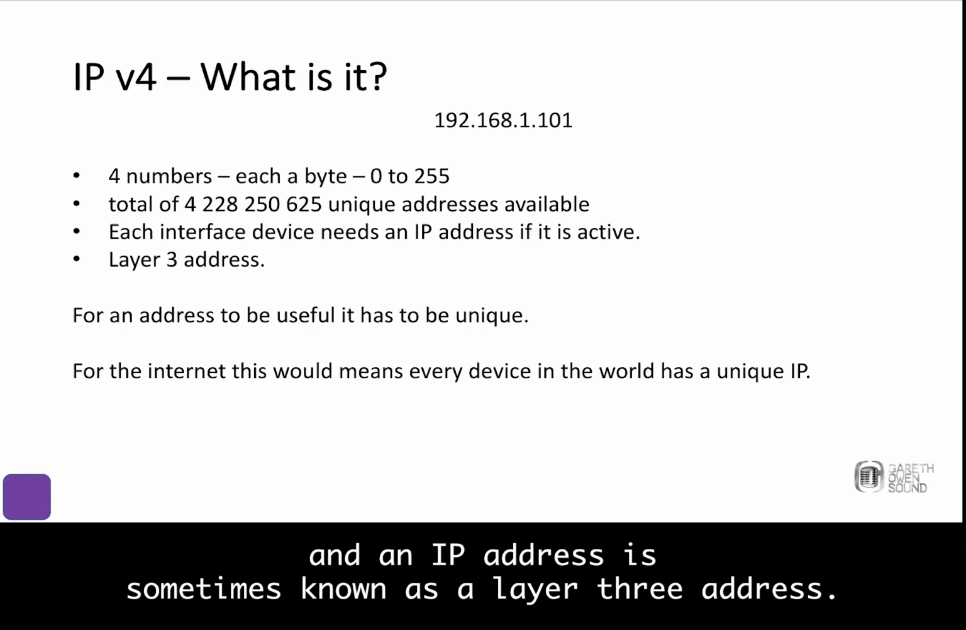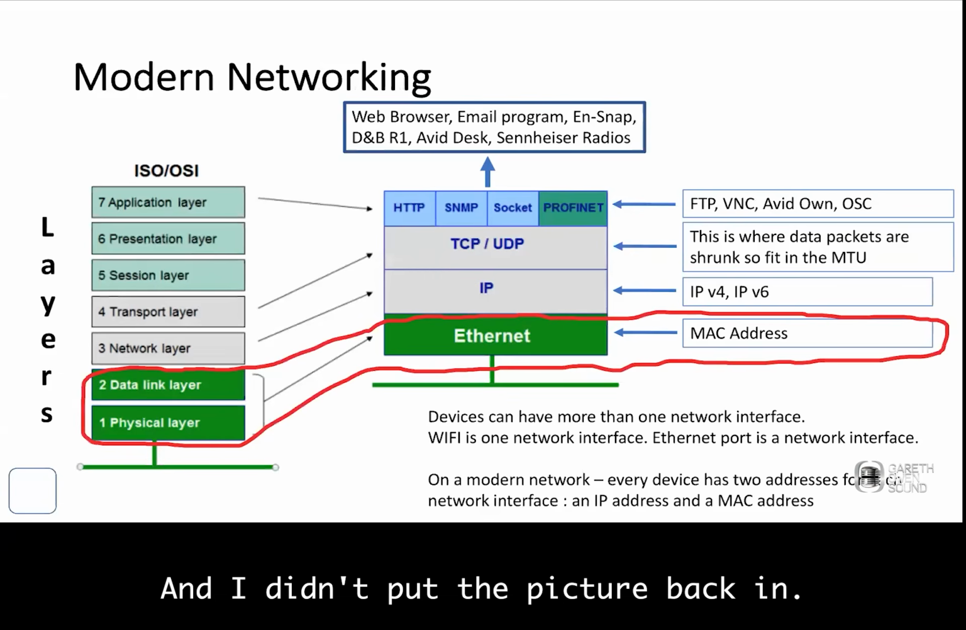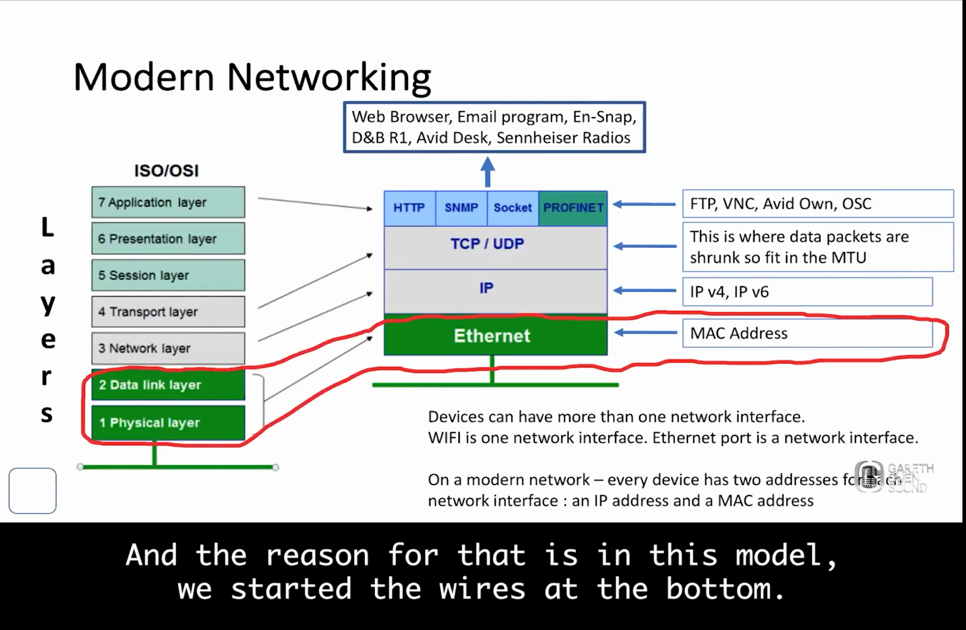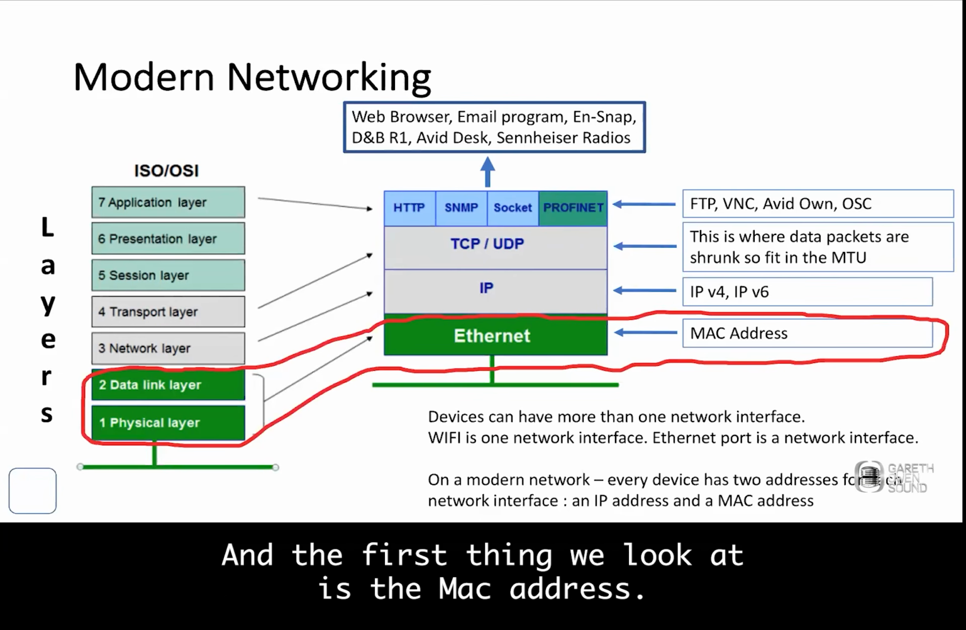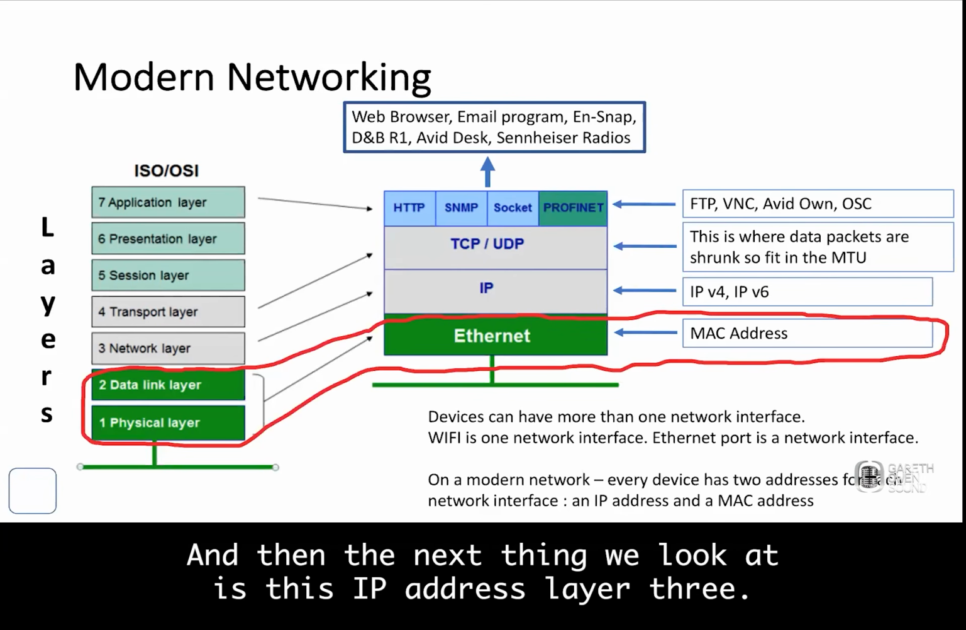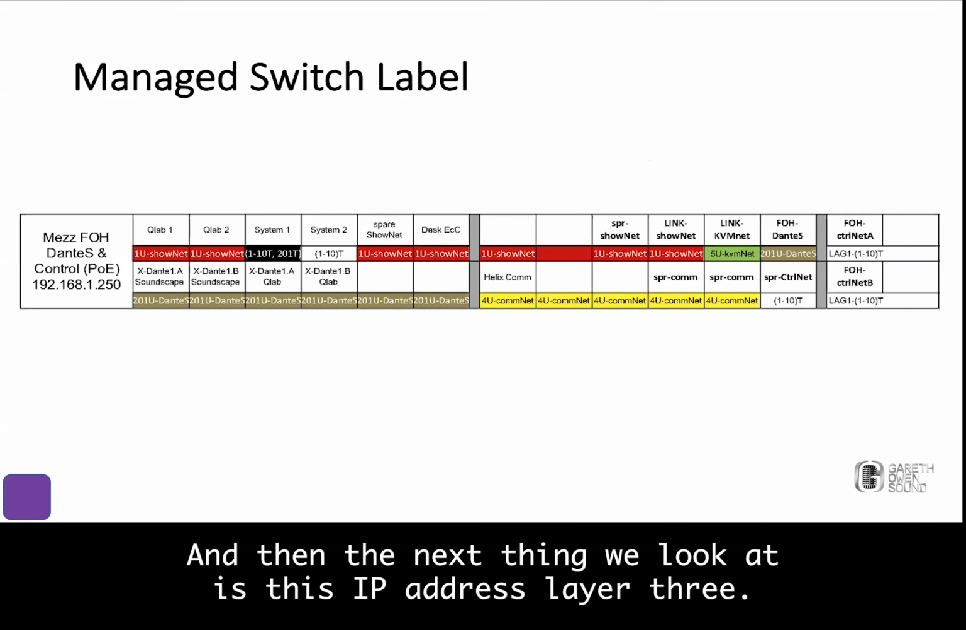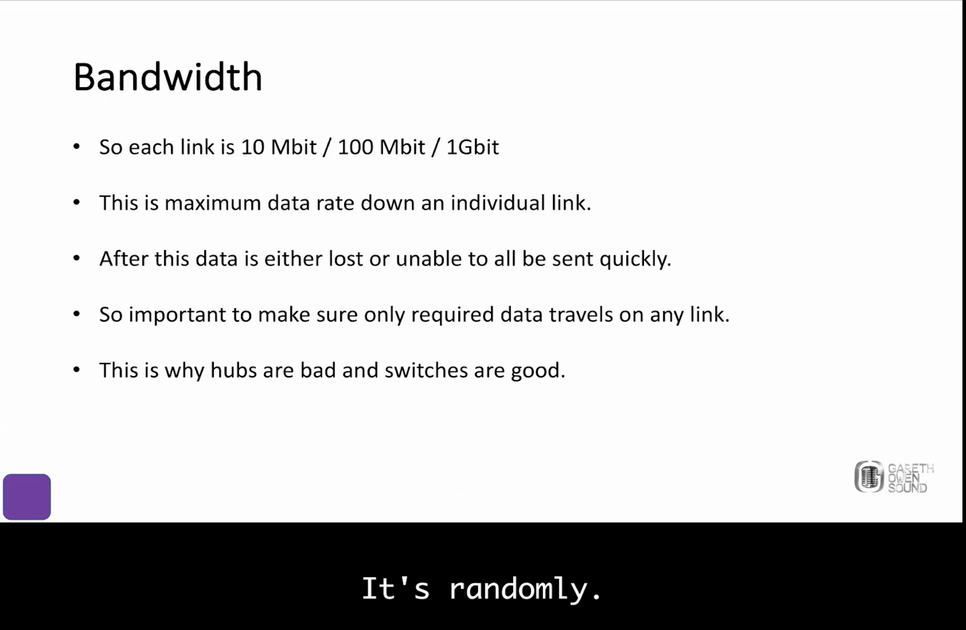And an IP address is sometimes known as a layer 3 address. And I didn't put the picture back in. And the reason for that is in this model, we start at the wires at the bottom. Then we convert it back to data. And then the first thing we look at is the MAC address. And then the next thing we look at is this IP address. It's called layer 3, just randomly.